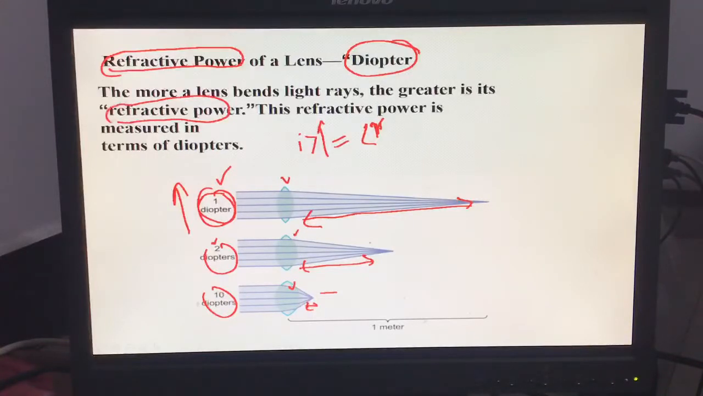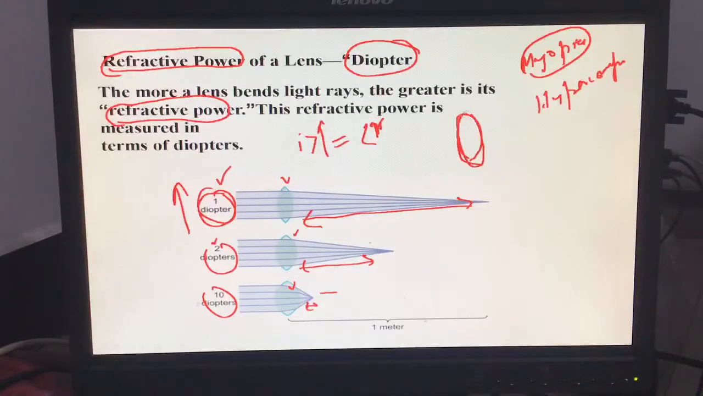If the lens has very high power, it is a problem in case of myopia and hypermyopia. These are two refractive errors. What happens in the lens? If the lens power is increased too much, it can make the image form just before the retina. If the power is very low, very low diopter, the image can form after the retina. So both are incorrect.